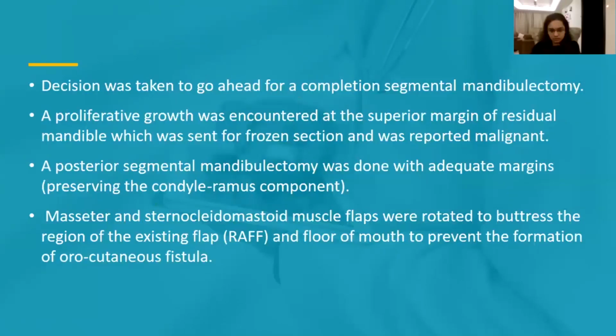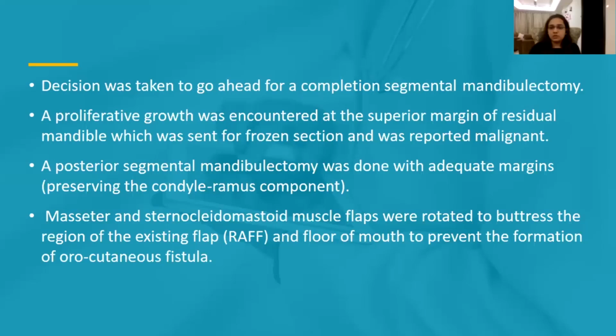So after all these extensive discussions that we did, we decided to go ahead and do a completion segmental mandibulectomy for this patient. And when we went inside the OT and we started the surgery, we saw that at the cut end, the resected end of the mandible, there was already a proliferative growth. We sent that tissue for a frozen section and it was reported malignant.